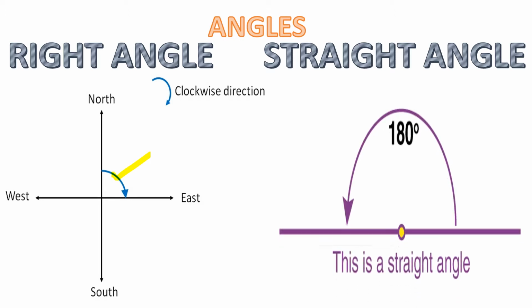Then straight angle, the straight line. Here the straight angle is 180 degrees. The right angle is 90 degrees. Okay, here the straight line is 180 degrees. It is a straight angle.